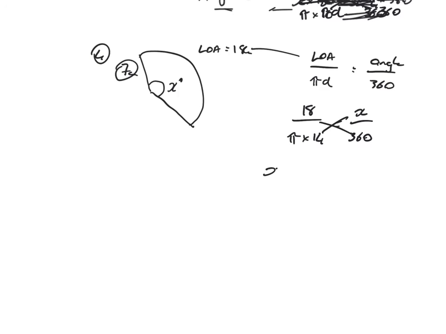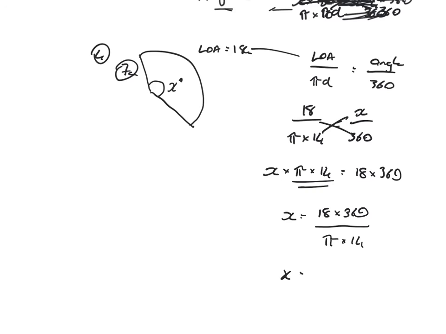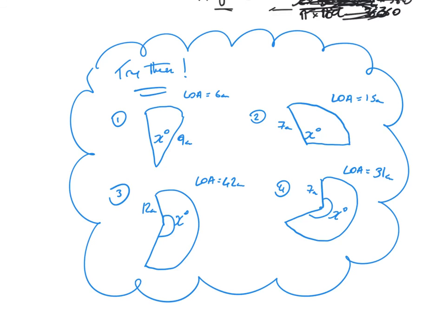Cross multiply: x times pi times 14 is equal to 18 times 360. Bring the pi times 14 down, divide. x equals 18 times 360 over pi times 14, into the calculator, and that's 147.3 degrees. Final answer.